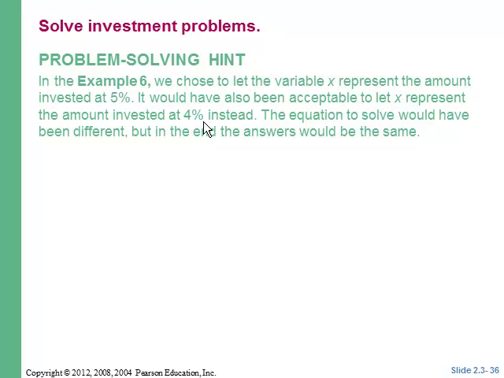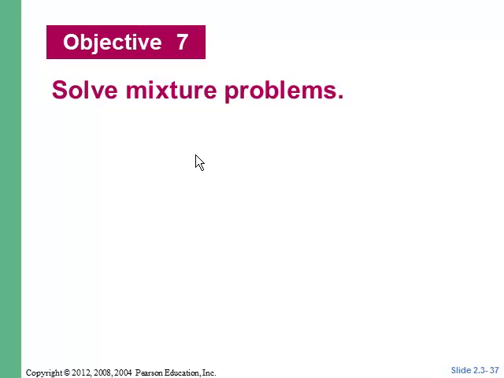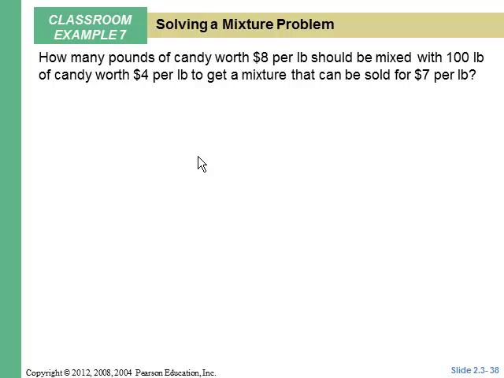Choose the variable to represent the amount that you want. The other one is just the difference between those two. Let's look at some mixture problems. How many pounds of candy worth $8 per pound should be mixed with 100 pounds of candy worth $4 per pound to get a mixture that can be sold at $7 per pound?